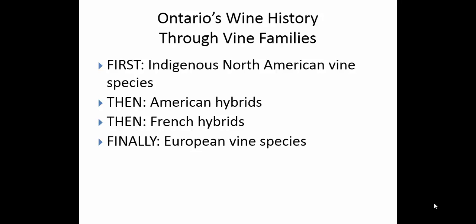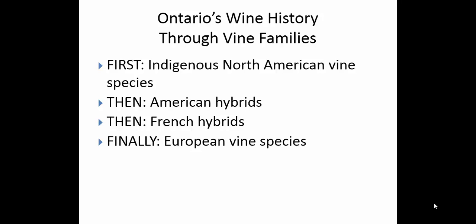When we talk about Ontario's wine history, we can also think about it through the families of vines that have been used over the many centuries. At the beginning, it was almost exclusively indigenous North American vine species that would have been used to make wines in Ontario. Subsequently, American hybrids were created in the United States and were brought into Ontario and started to become an important part of the industry.